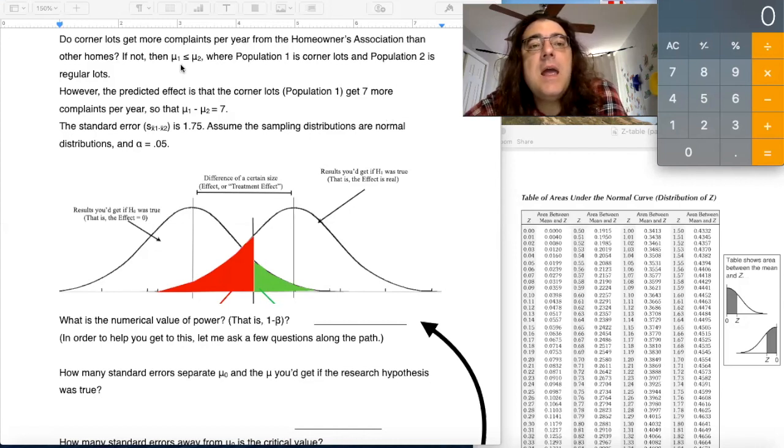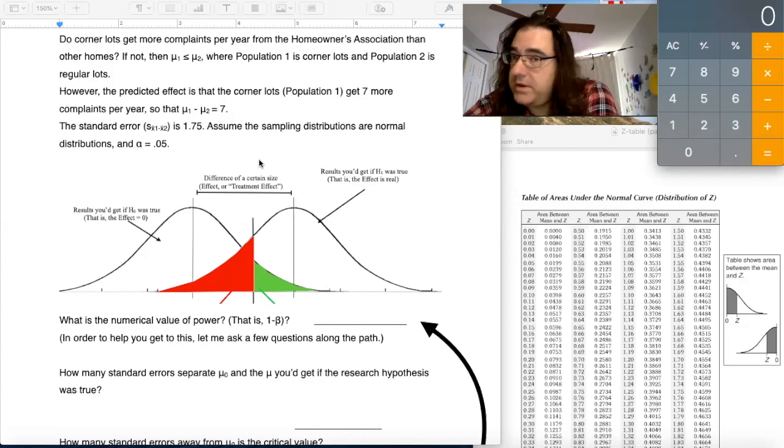So right up here, I've changed that or left it as a less than or equal to. On some versions it was equal to, and some versions it was less than or equal to. But let's just clean it up for clarity's sake and say what we're looking at is less than or equal to. So this is a one-tailed test. The prediction is that there is a difference of 7 complaints between population 1 and population 2.